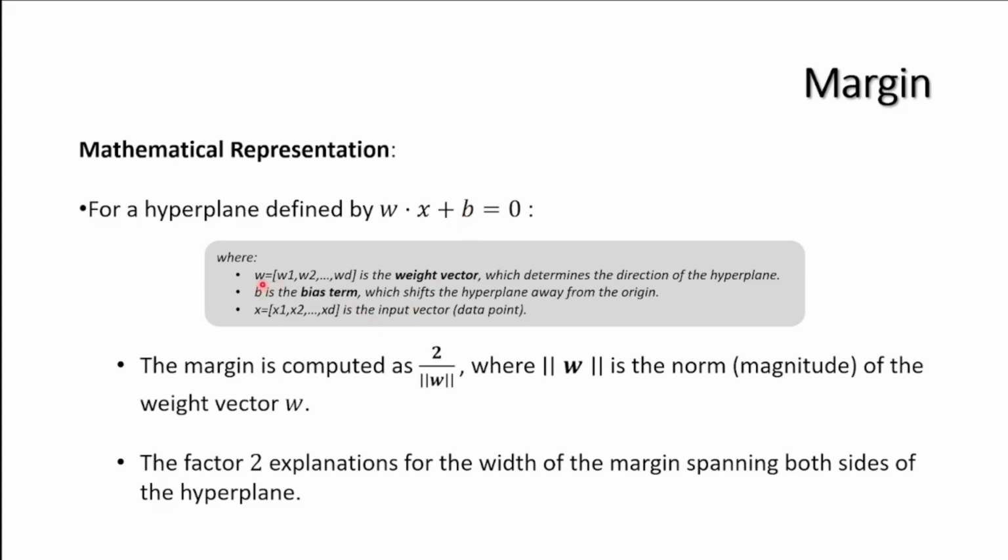So that's the reason why over here we have W1 until WD as a weight vector, which determines the direction of the hyperplane. This is very crucial when we have the maths exercise towards the end of these slides. B is a bias term. The bias term is basically added to this equation to shift the hyperplane away from the origin.